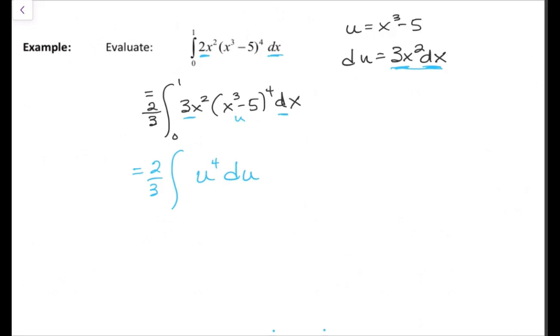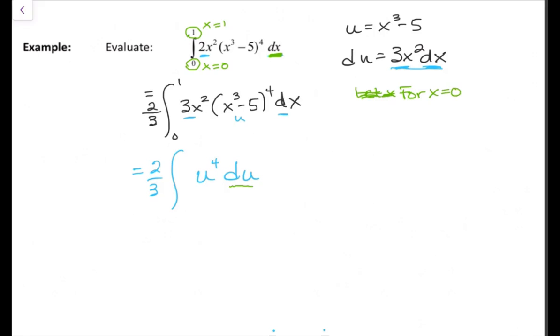In the original problem, I had limits of integration from 0 to 1. Now, those limits of integration were x's: x equaled 1, x equaled 0. That was what my integral was with respect to. But notice now, my integral doesn't contain x's. My integrand contains u's. So that means that I don't want to have limits of integration that are x's. I need limits of integration that are u's. So I need to take a minute over here and figure out what my new limits of integration are.